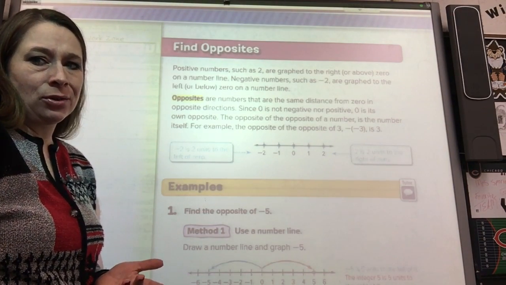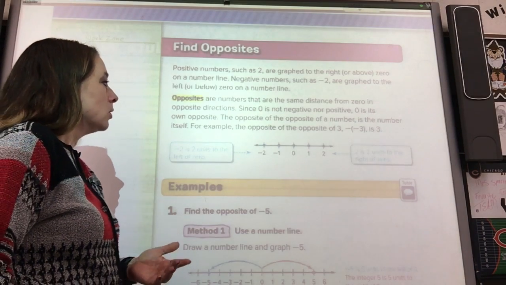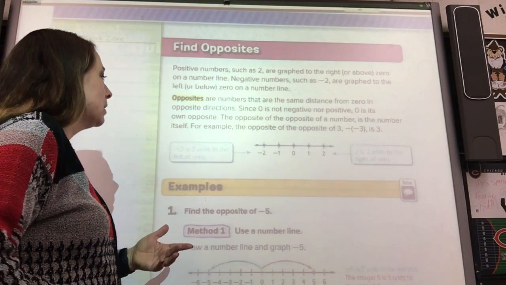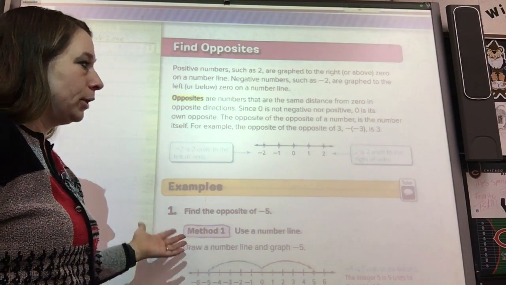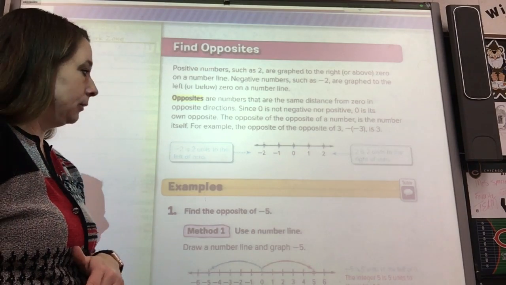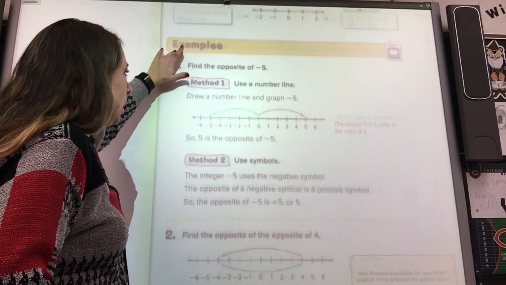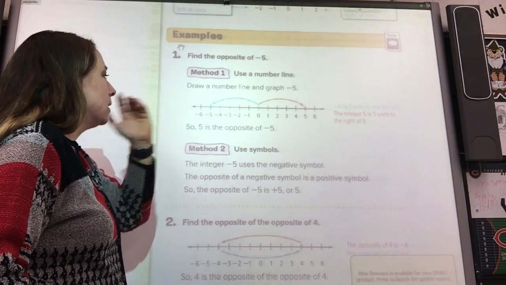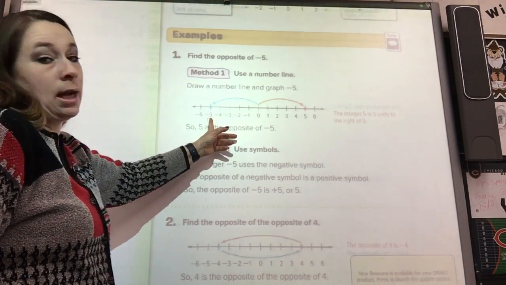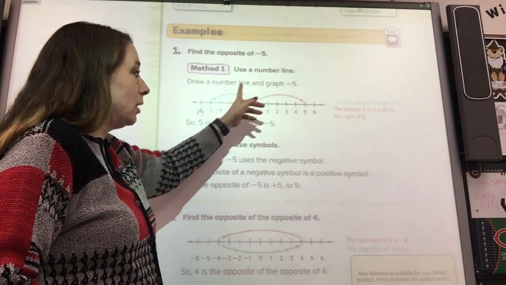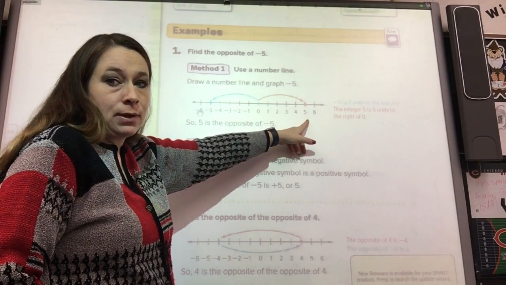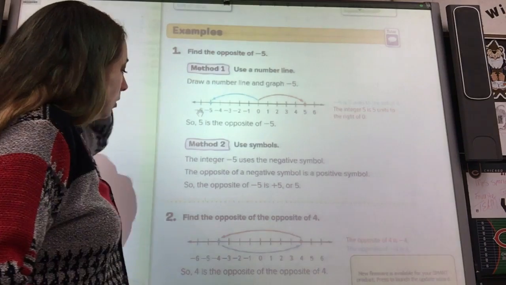You don't have a -0. There is no such thing. So the opposite of a number is the number itself. For example, the opposite of 3 again is -3. Okay? So then we go down here and it gives us these examples. The opposite of -5, and they go here. Well, the opposite of -5 is go to the other side of the 0 and it's a +5. Okay?